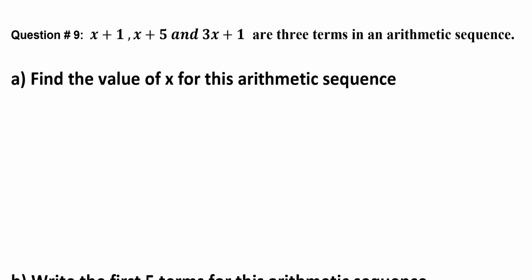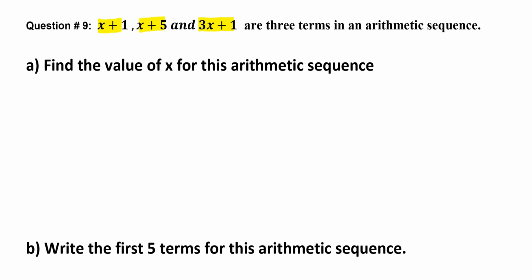For question number 9, now we have these polynomial expressions here, x plus 1, x plus 5, and 3x plus 1. There are 3 terms in arithmetic sequence here. And we need to find the value of x that will satisfy this arithmetic sequence here. So let's just label this as my first term, my second term, and my third term.